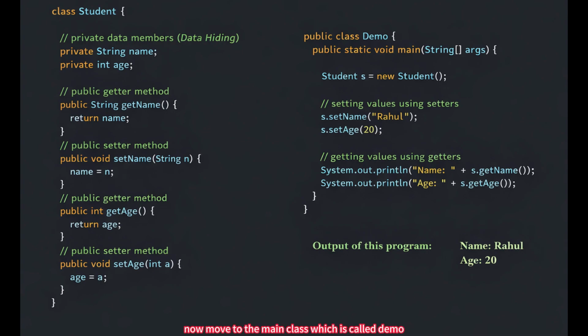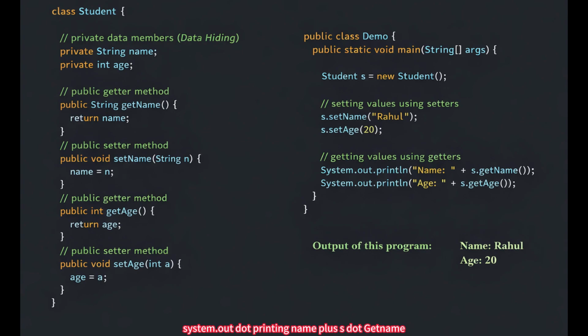Now move to the main class, which is called Demo. Inside the main method, first we create an object of Student class using Student s is equal to new Student. After that, we call the setName method and pass the value Rahul using s.setName Rahul. Then we call the setAge method and pass the value 20 using s.setAge 20. Now to print the name, we call the getter method getName using s.getName.